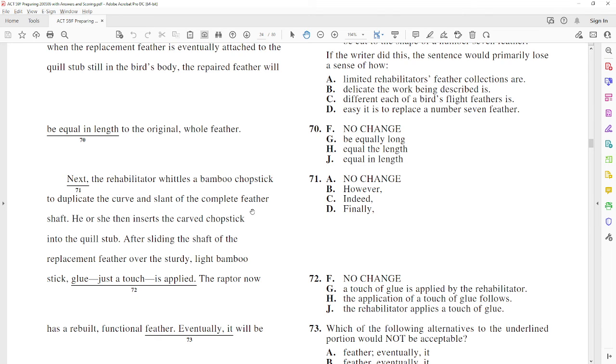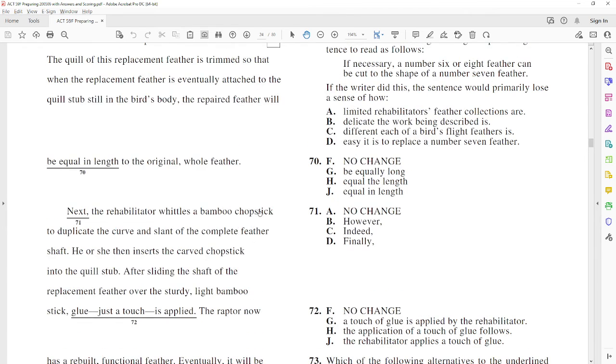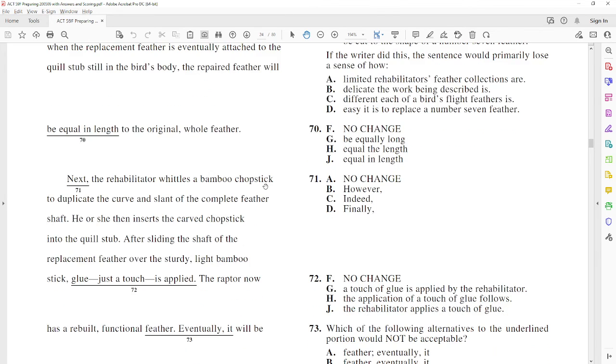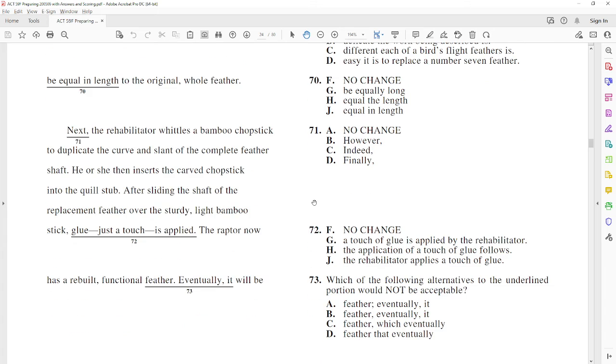They're not opposites. Whittling a bamboo chopstick is not contradictory to the feather is attached to the quill stub. The repaired feather will equal in length. That's not opposite of whittling a bamboo chopstick. Indeed, it's not an example of being equal in length. And finally, well, this isn't the last thing because we have something after it. He or she then inserts the carved chopstick. So something follows it. If it was the last step, finally would be fine. So it is just the next step in the process.